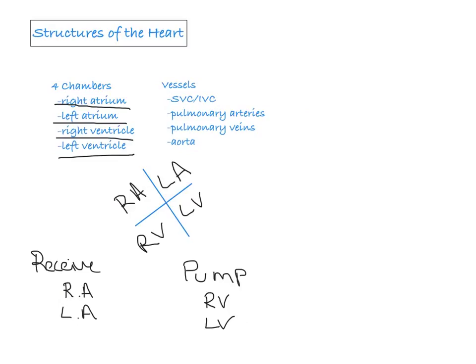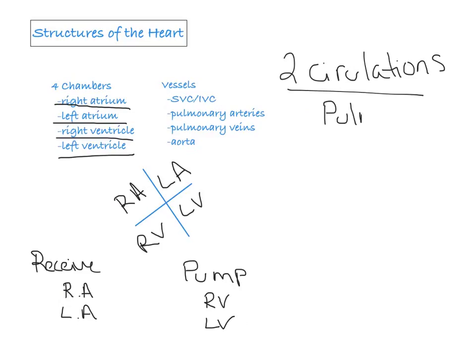Now I want to talk about the vessels. These are the vessels that are going to be coming in and out of the heart and taking blood into some type of circulation. Okay, I'm going to write those circulations down real quick. So our heart will pump into two different circulations. You have the pulmonic circulation, and you have the systemic, or our body circulation. Okay, pulmonic meaning lungs, systemic meaning body.